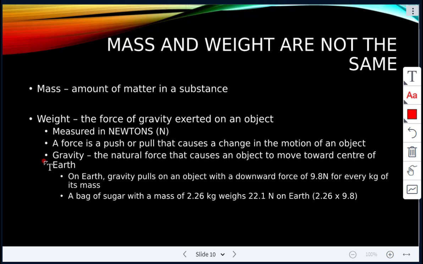On Earth, gravity is pulling downwards with about 9.8 newtons for every kilogram of mass. So for example, a bag of sugar has a mass of 2.26 kilograms, but it weighs 22.1 newtons on Earth. You just take 2.26 kilograms and multiply it by that 9.8 newtons.